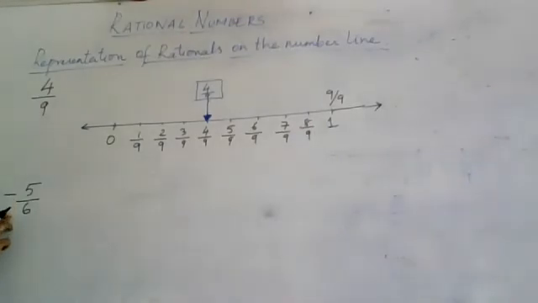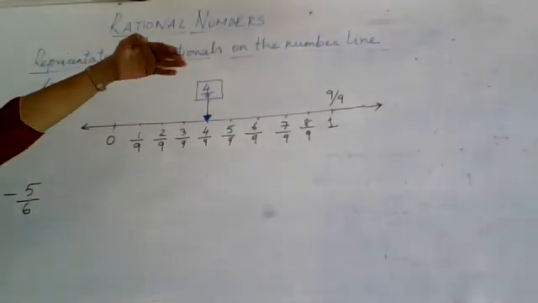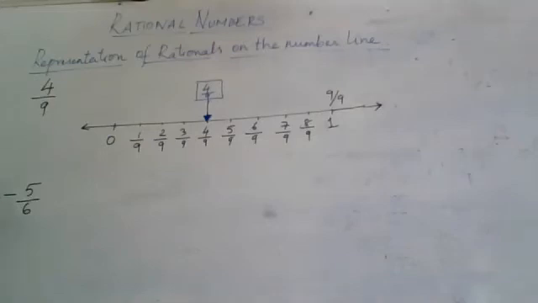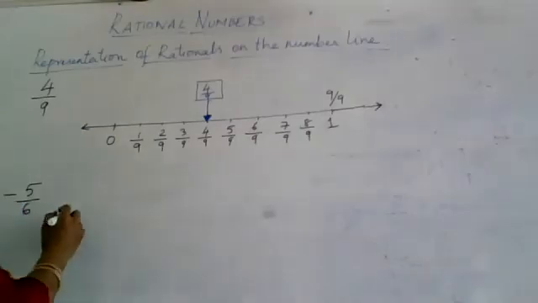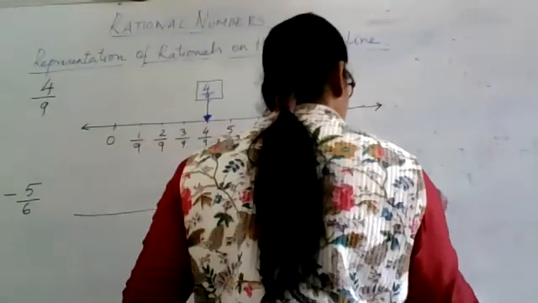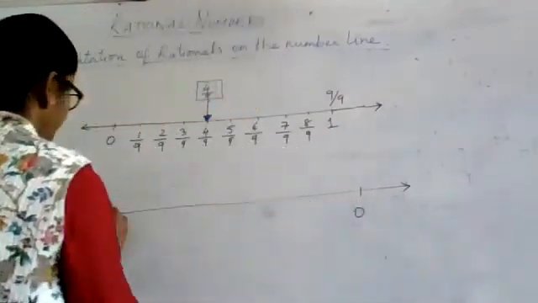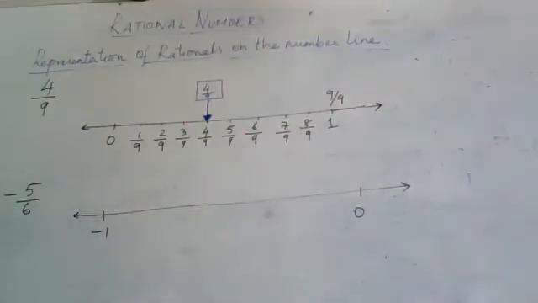Now again, I told you it is a negative rational, so it is going to lie on the left side of the 0. In the previous one we had a positive rational, so we were only concentrating on the positive direction or the right side of 0. Now because you have a negative rational, you have to concentrate on the left side of 0. It is a proper fraction because the numerator is smaller than the denominator. So definitely this rational is going to lie between 0 and negative 1.